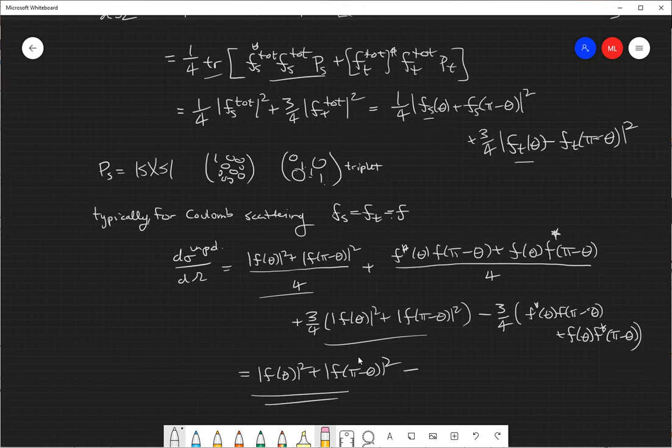And if we look at what happens here, this is 1/4 minus 3/4 of the same term. So this would be a total of minus 2/4, which is minus 1/2. Be minus 1/2 times this. And if you look at this, this is just twice the real part of f star(theta) f(pi minus theta), right? Because if you add that to its complex conjugate, that's the real part.